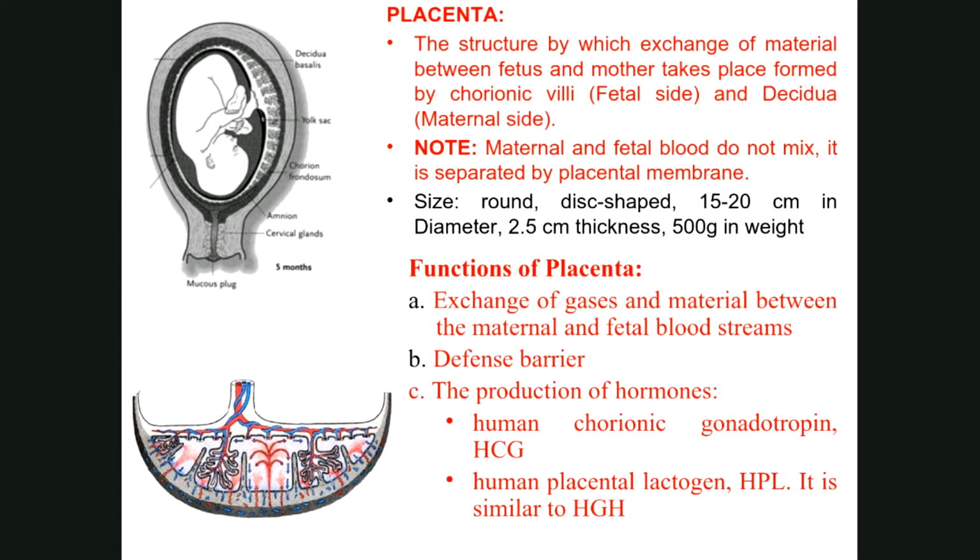Apart from working as a defense barrier, the placenta is also responsible for the production of hormones. What are these hormones? Human chorionic gonadotropin, known as HCG, and another hormone, human placental lactogen, HPL. These are some of the hormones formed by the placenta, and their job is to maintain the pregnancy. The human chorionic gonadotropin hormone, HCG, is responsible for maintaining the pregnant state. If the level of HCG is low, then the development cannot continue further and the baby will be aborted.